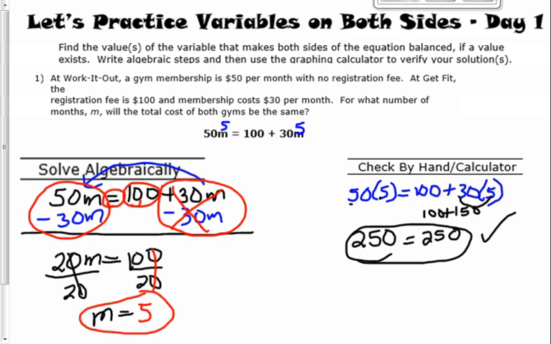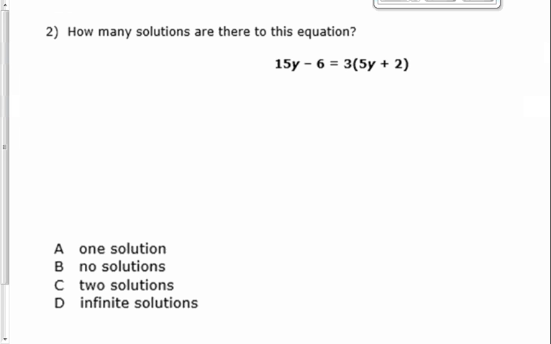Okay, let's go ahead and look at another problem. Let's look at number 2. How is number 2 different? Hopefully you said it's because it has your distributive property right here. It has the parentheses, so we need to take care of that first. Looking at the parentheses, I want to do 3 times 5y. So 3 times 5 is 15y.